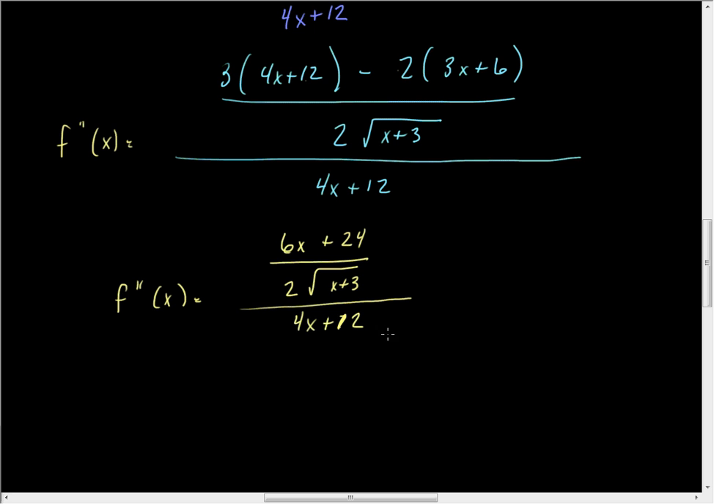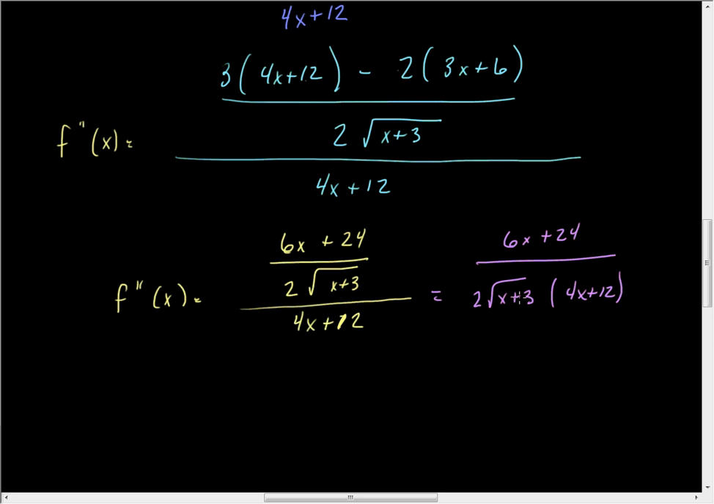So now we can invert and multiply, so the 4x plus 12 comes down on the bottom. Again, this is not really going to help us all that much, but we can clean it up a little bit. And so we have, if we invert and multiply, taking care of that, 6x plus 24 all over 2 root x plus 3, 4x plus 12.